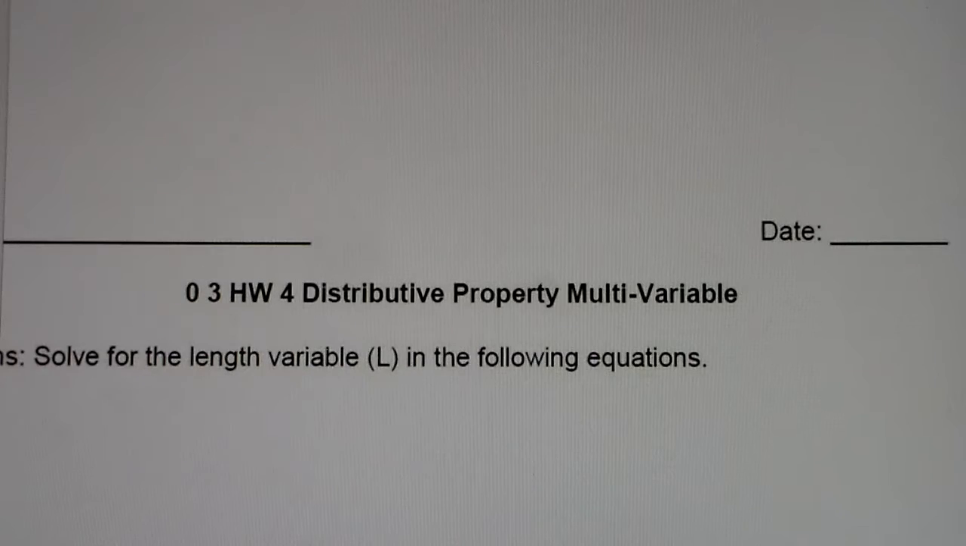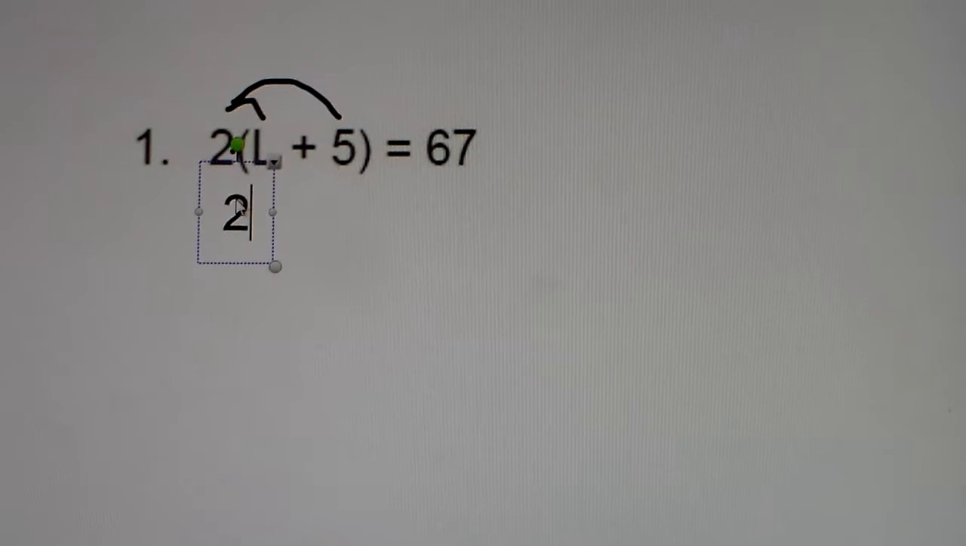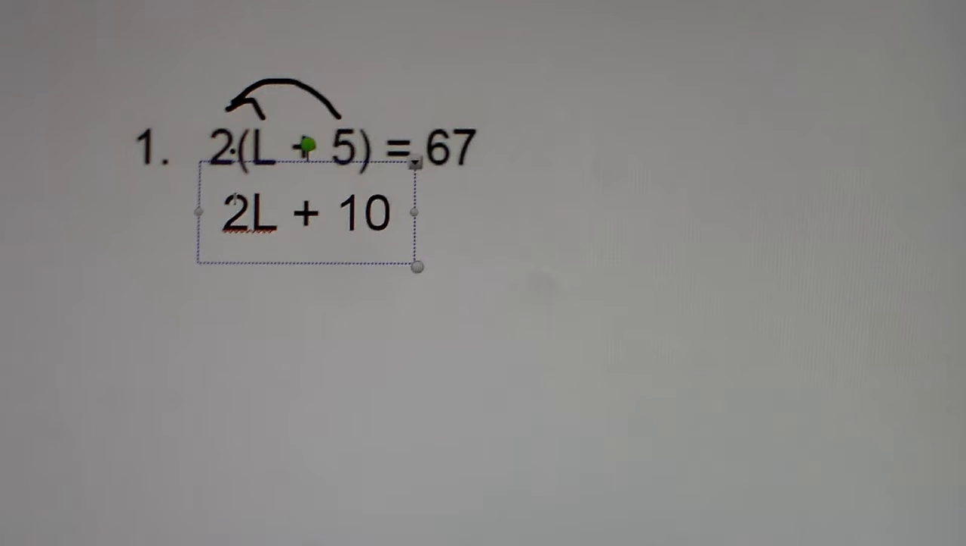So let's look at problem number 1. Problem number 1 says 2 times (L plus 5) is equal to 67. What we've got to do here is first distribute. So we have 2 times L, and then 2 times 5. That's how we get rid of the parentheses. We use the distributive property when there's a times in between. So 2 times L is 2L, plus 10, because 2 times 5 is 10, equals 67.